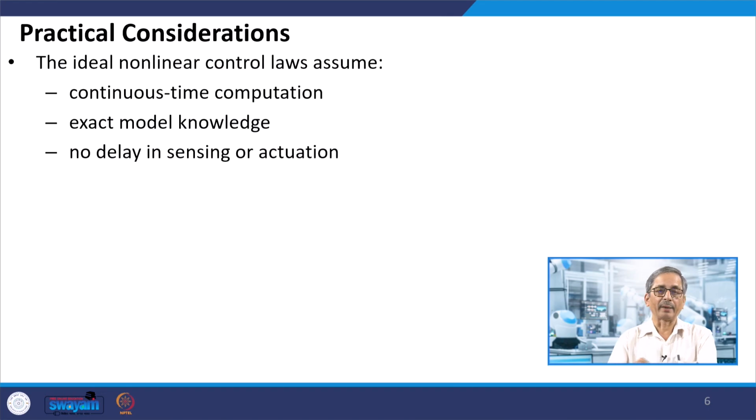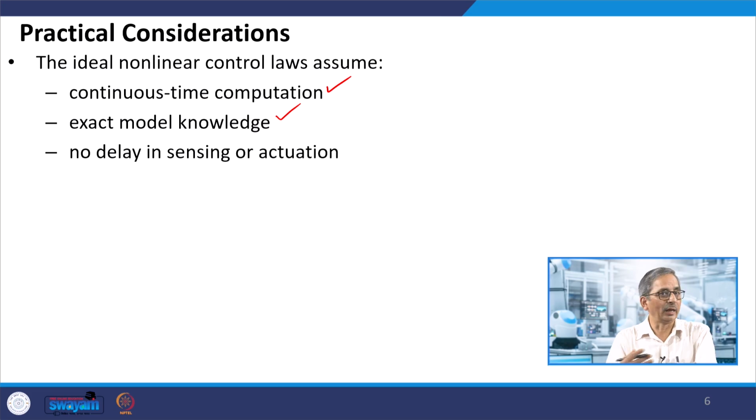When we are going for practical implementation, there are many things which need to be considered. The ideal nonlinear control law assumes that continuous time computations are there and we know everything about the model.